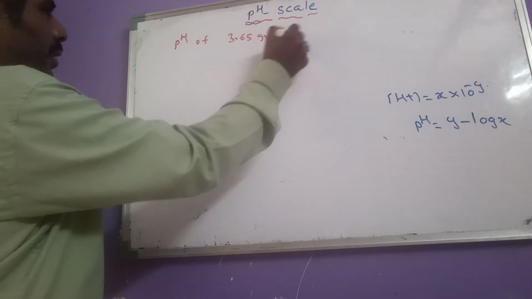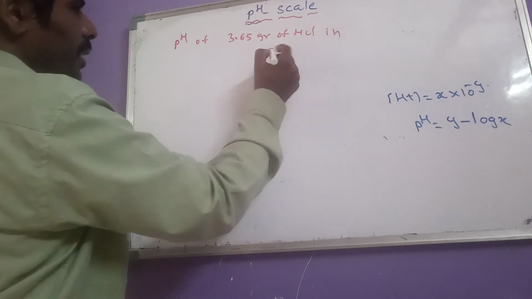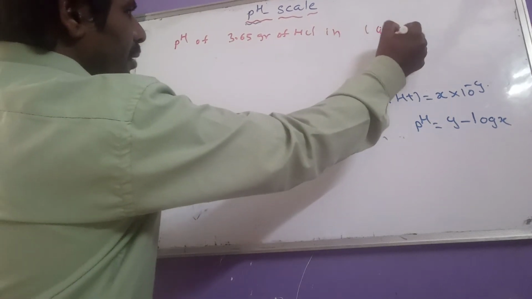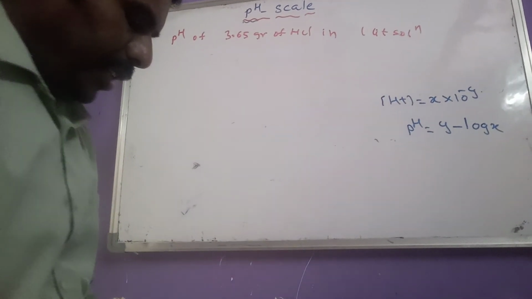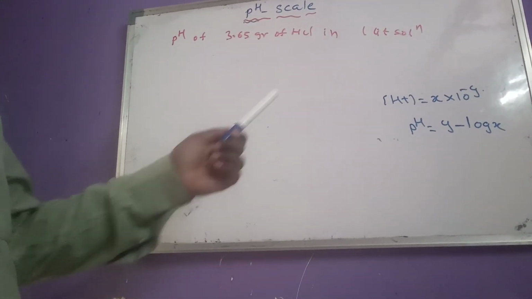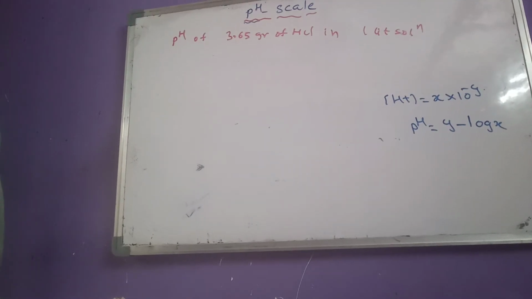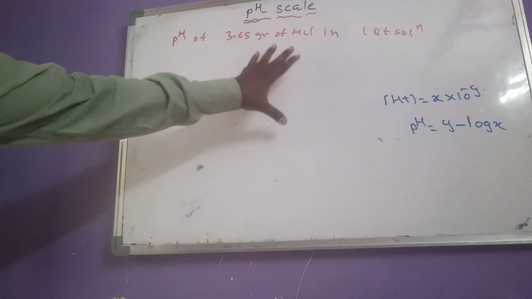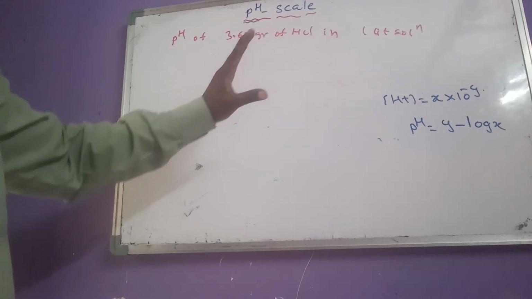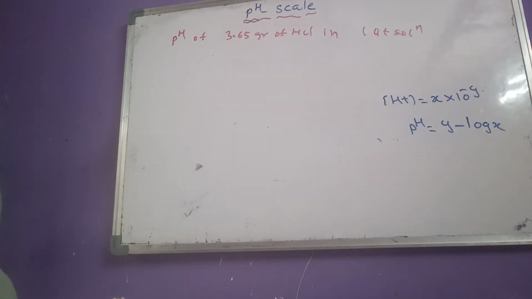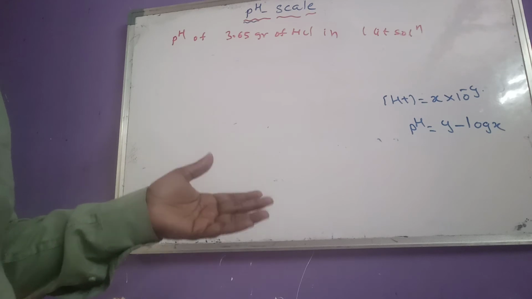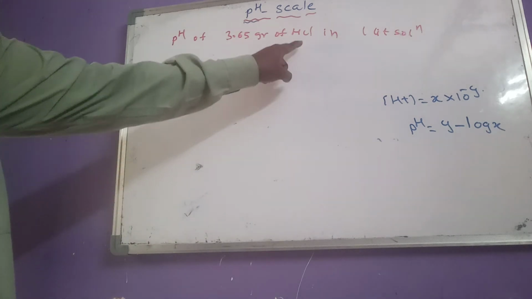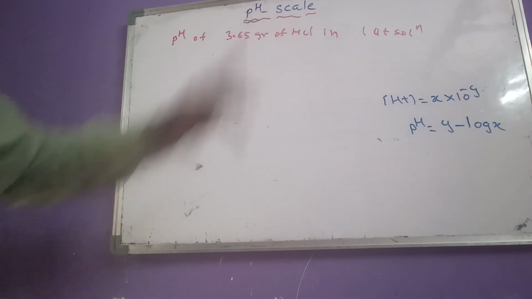3.65 gram of HCl is present in 1 liter of solution. What is the pH? To calculate the pH of this solution, we have to calculate the H plus ion concentration. We already studied that H plus ion concentration is equal to normality. So first, let us calculate the normality of the solution.